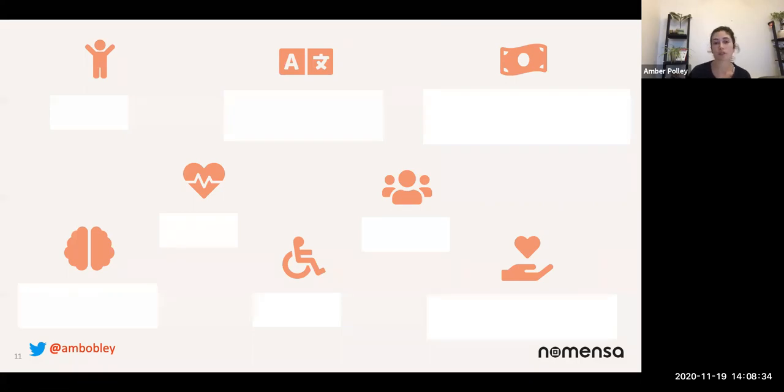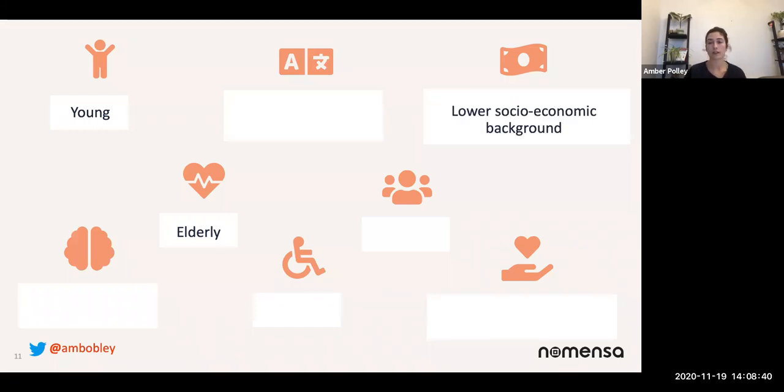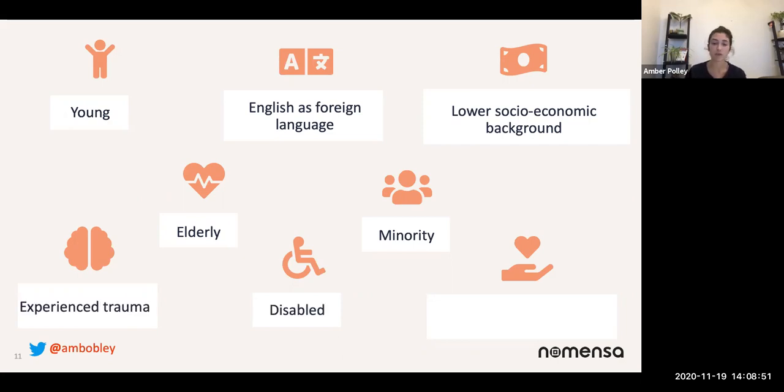So we can be talking about permanent vulnerabilities, so if you're young or you're elderly, and fluctuating vulnerabilities, if you're from lower socioeconomic backgrounds, if you're a minority in a particular community or sector in society, if English is your second language, you could be seen as vulnerable in research. If you're disabled, if you've experienced trauma, and also if you're in an unequal or dependent relationship, that can make you vulnerable too.